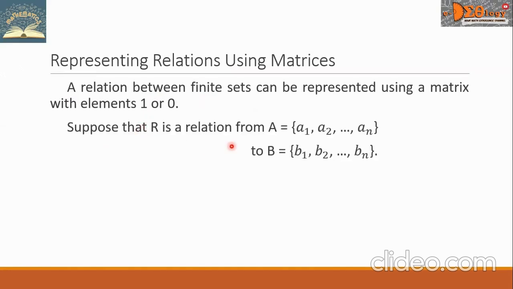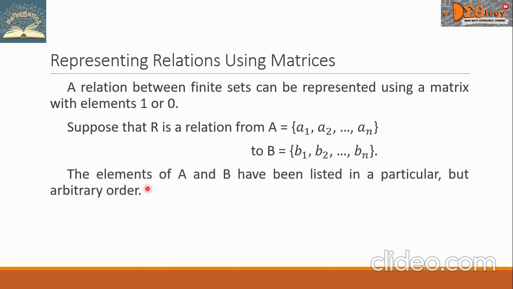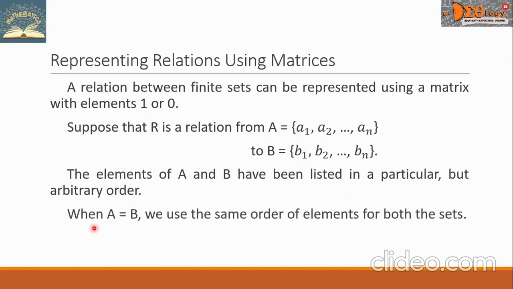Suppose that R is a relation from set A with elements a sub 1, a sub 2, up to a sub n, to set B with elements b sub 1, b sub 2, up to b sub n. The elements of A and B have been listed in a particular but arbitrary order. When A equals B, we use the same order of elements for both sets.